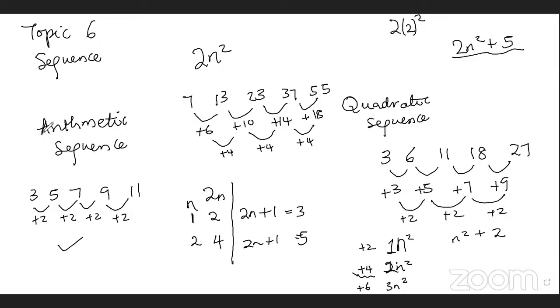Do you understand? Yes, but it got us confused. How? What's the final answer? The final answer for the sequence is 2n squared plus 5. There. Sorry, let's do it again so that you guys get it, okay?